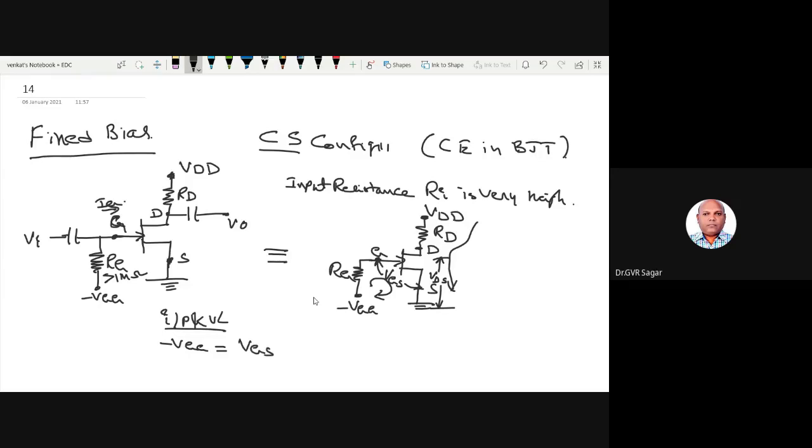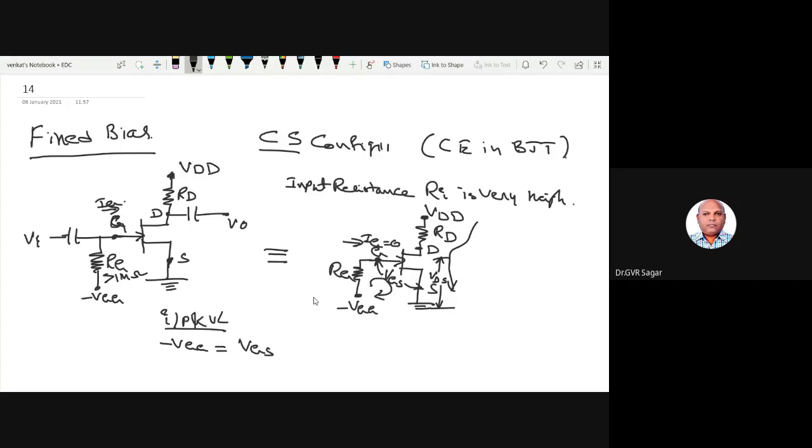Because there is a heavy resistance placed here, the current passing through this IG becomes 0. So nothing but the gate voltage. There is no question of any drop here. We're just neglecting it because of the heavy resistance here. So VGS is equal to the applied voltage VGG.